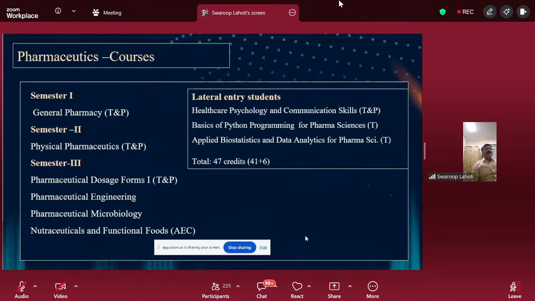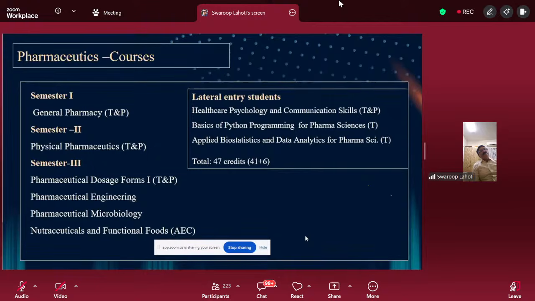practicals. Along with pharmaceuticals, a new concept is coming: nutraceuticals and functional foods. So an ability enhancement course is added on nutraceuticals, because the nutraceutical field is coming up.